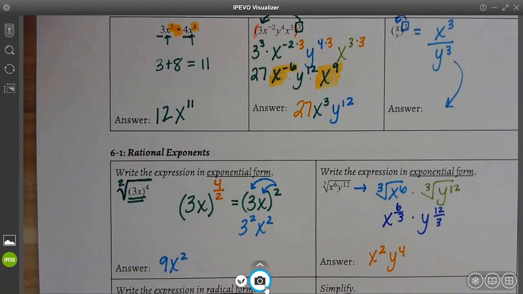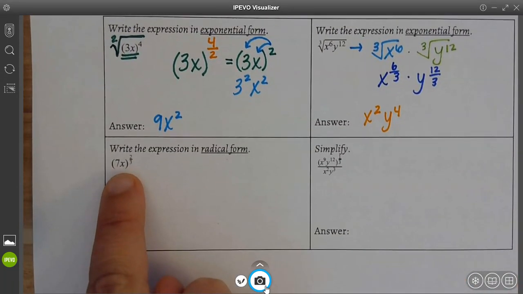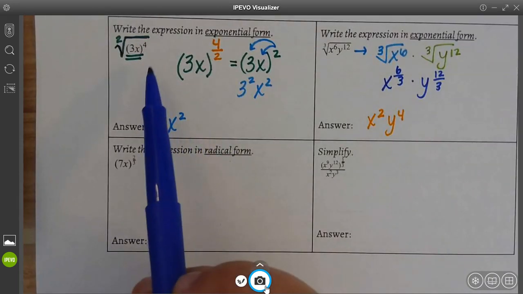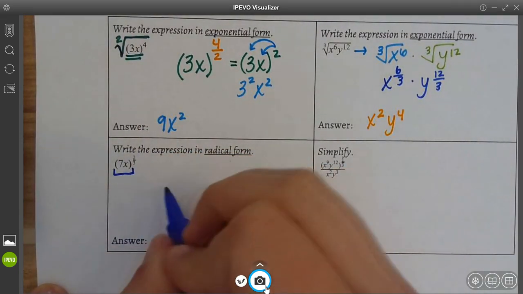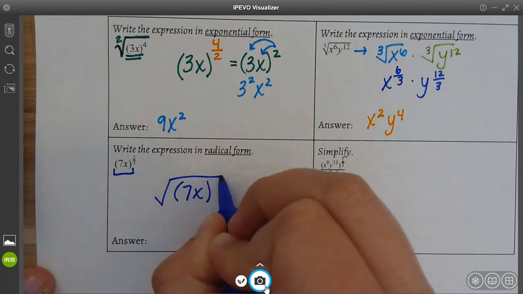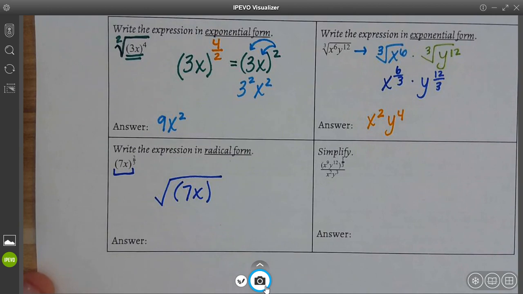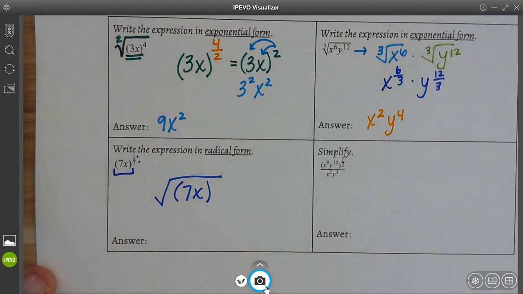Now we're going to be given an exponent, and we're going to write this expression in radical form. So it's kind of like this one that we did here, but backwards. The base of my exponent, what's grouped together, that 7x, gets to go underneath of the radical. And then I just need to figure out where my 2 and my 3 are going to go.